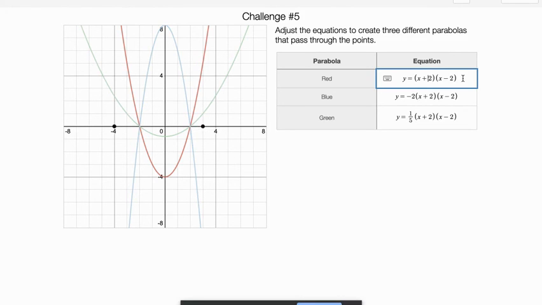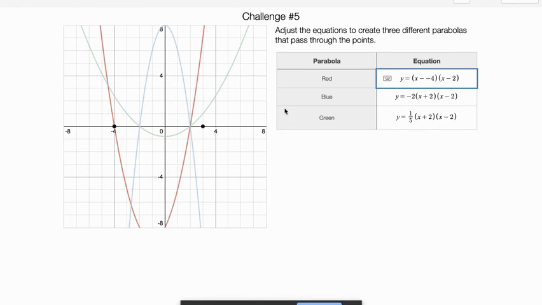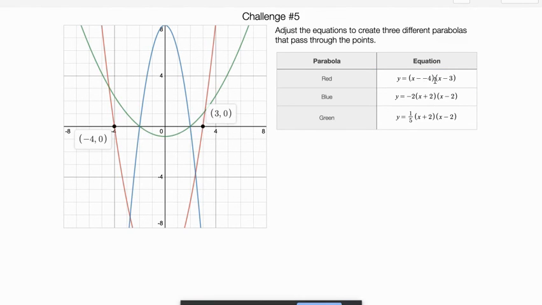Clearly not what I want. So remember, -4 is one of my x-intercepts, and by changing this, I'm going through one of them. +3 is the other. By changing this, now notice how red goes through both of them. So as you think about how to fix this one, I would think about this format and how it might apply to the other ones.